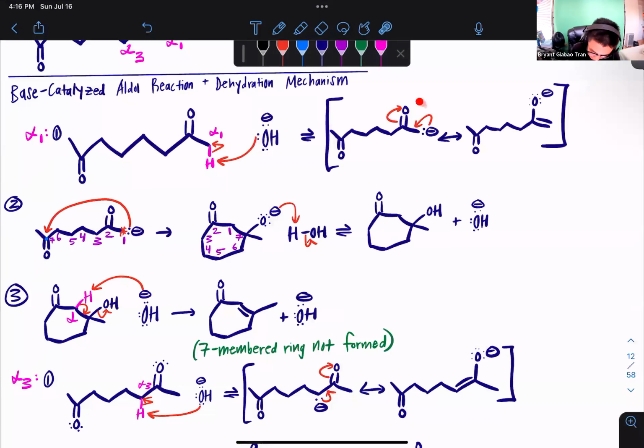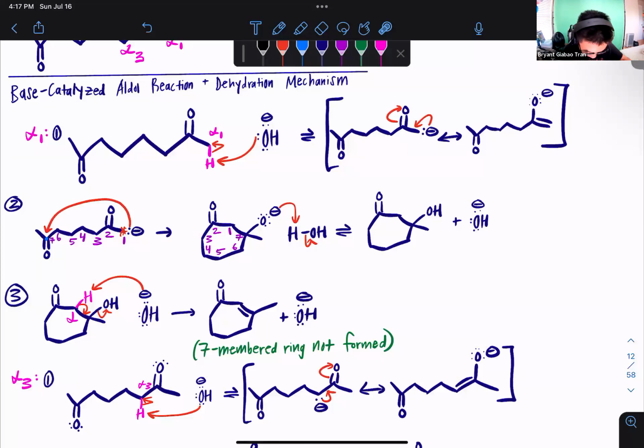I redrew this structure here onto the second step, where you know how usually we attack a different carbonyl. That's an intermolecular reaction. This time it's going to attack a carbonyl on the same molecule, which is an intramolecular reaction. So I attacked a carbonyl that is like 7 carbons away, because I numbered this attacking carbon 1, and then I went all the way to the carbon being attacked, which is 7. 1, 2, 3, 4, 5, 6, 7, which formed a 7-membered ring.